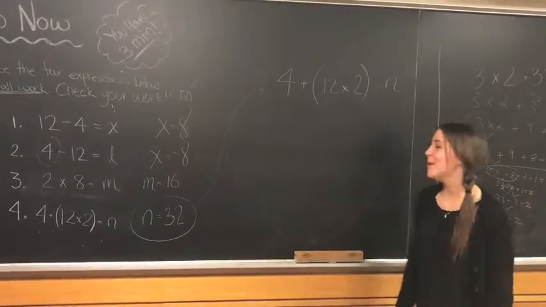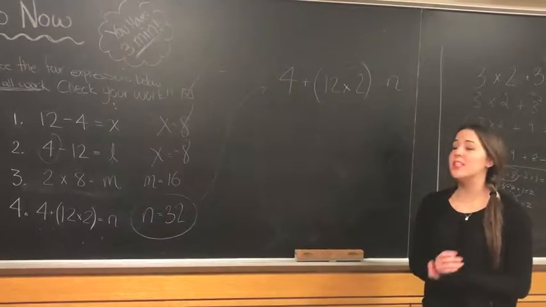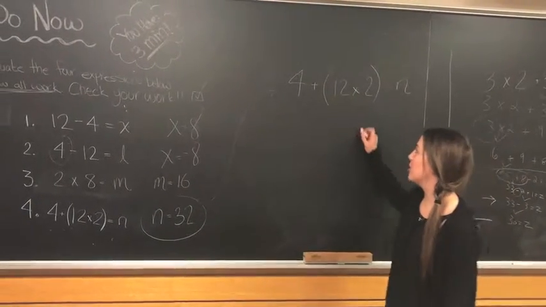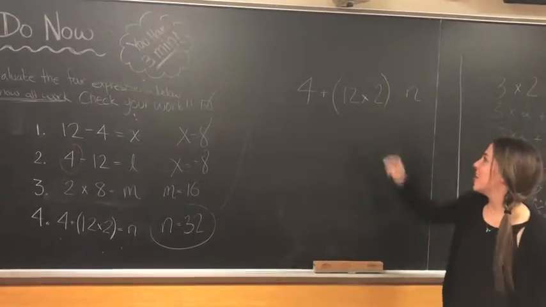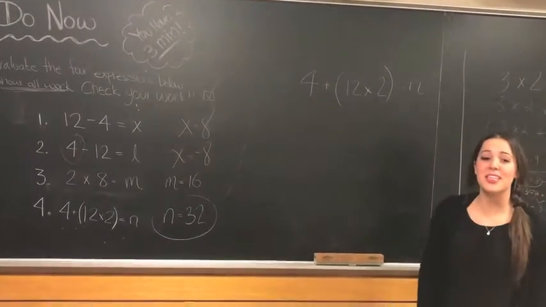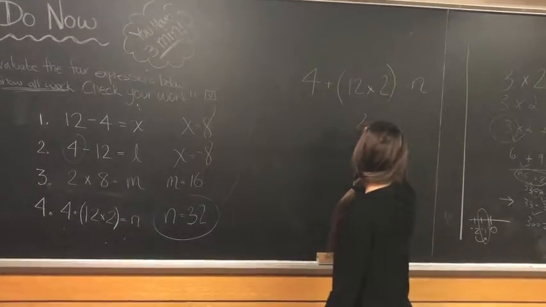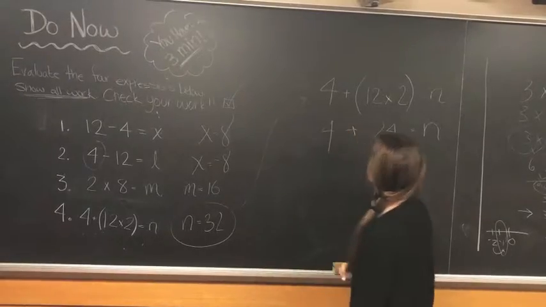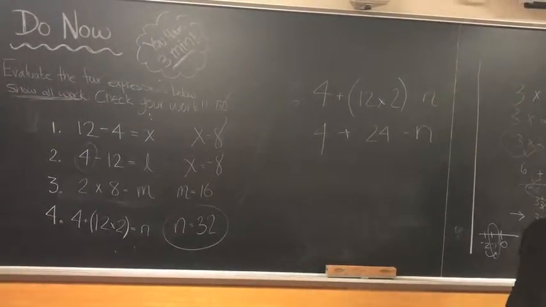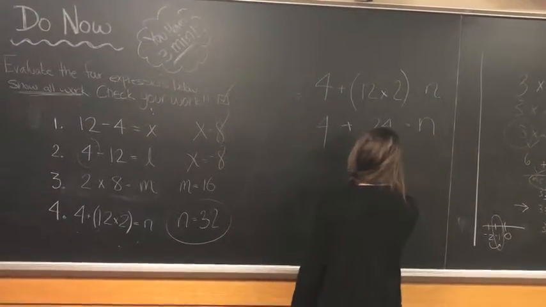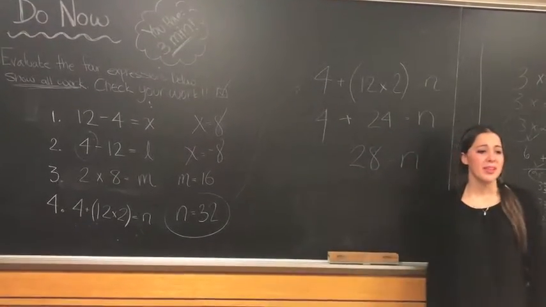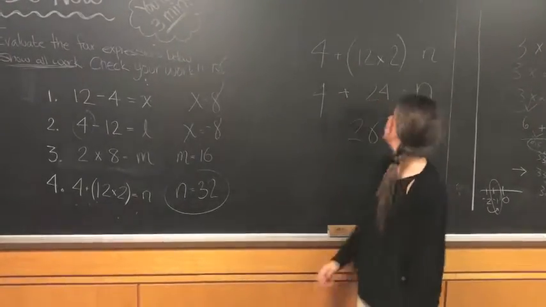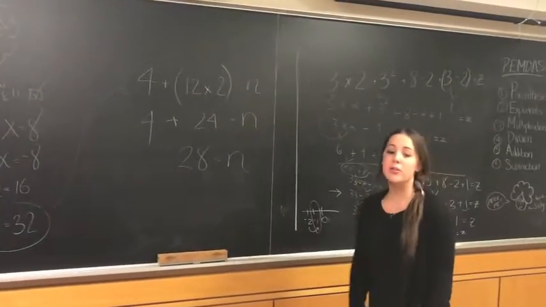PEMDAS? Exactly, PEMDAS. So what do you think the first thing you need to do to solve this would be, Jesse? Parentheses? Parentheses. And what is in the parentheses? Multiplication? Exactly. So we have 12 times 2. What does that equal, Jesse? 24. Exactly. And again, we make sure we bring everything down. So Jesse, 4 plus 24 is what? 28. Now does everyone agree with this time? Yeah, good job.